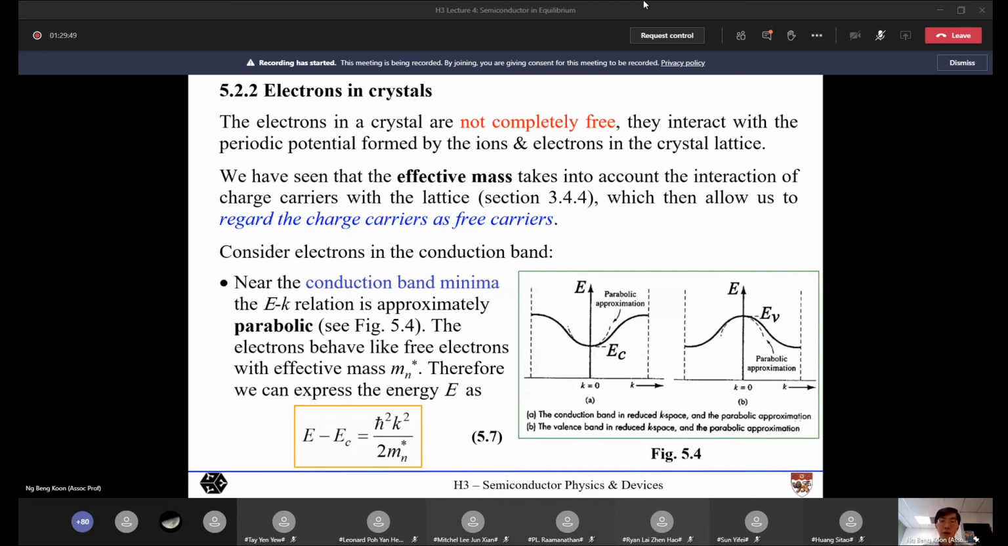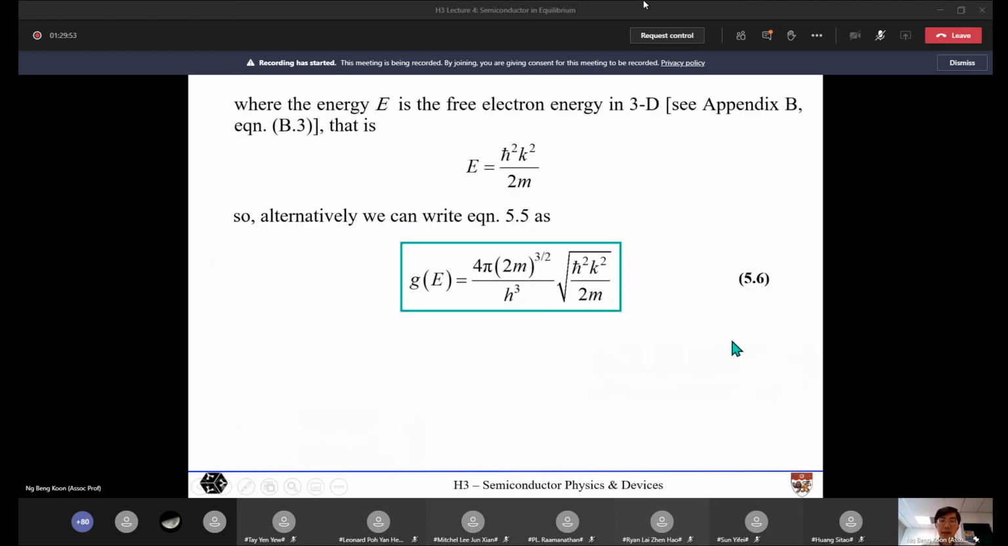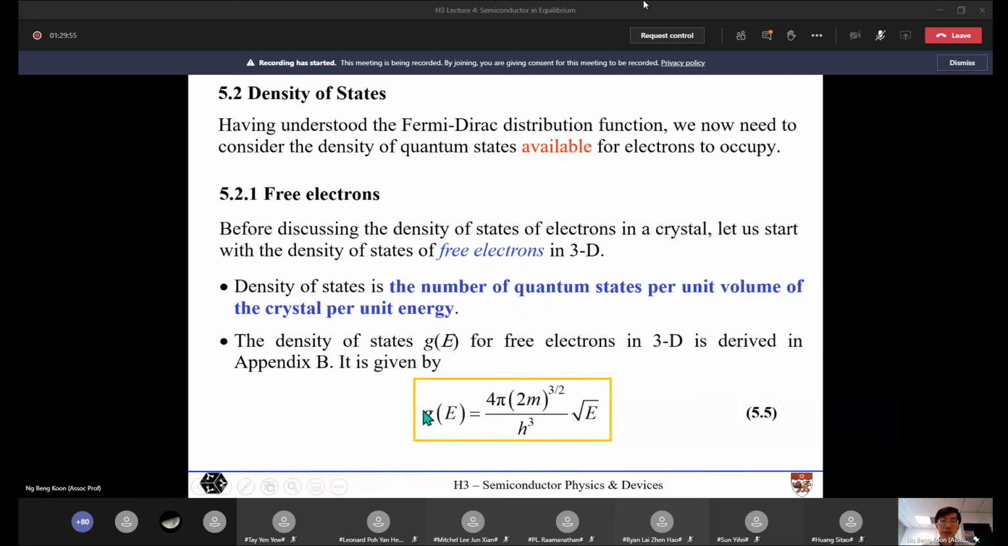And because of this approximately parabolic relation, we can still use this density of states derivation for free electrons. Because remember, for a free electron, the energy against momentum relation is actually parabolic.